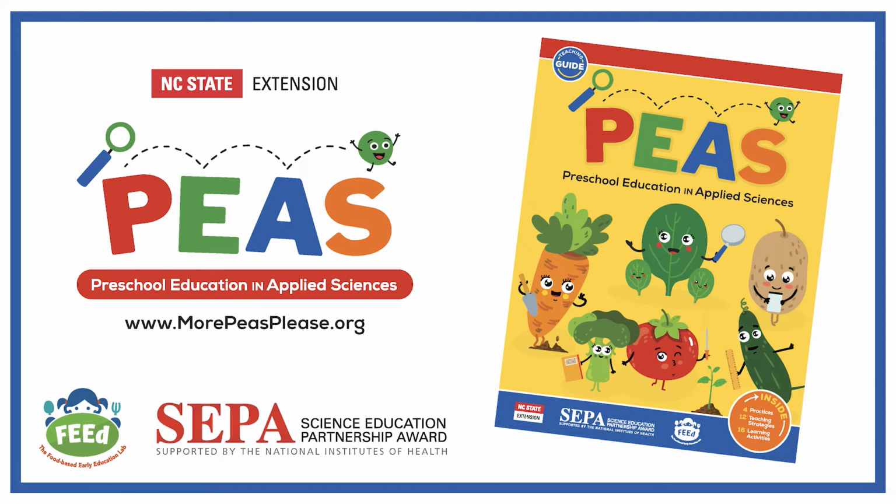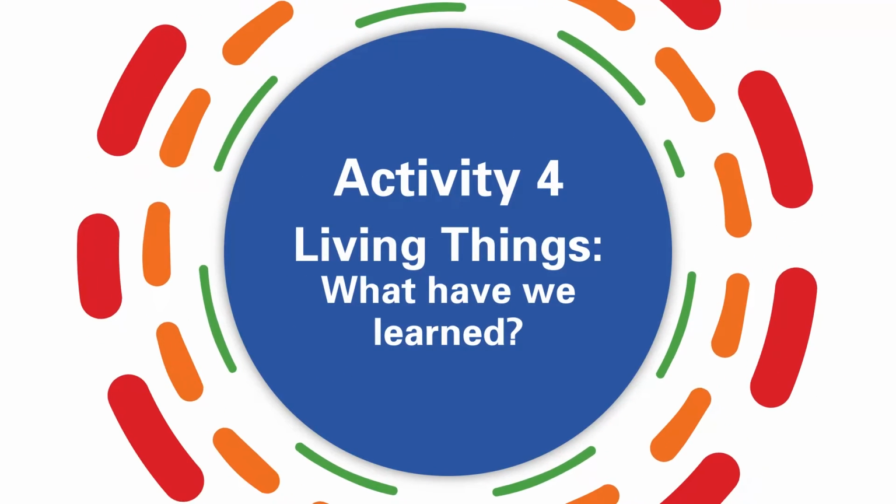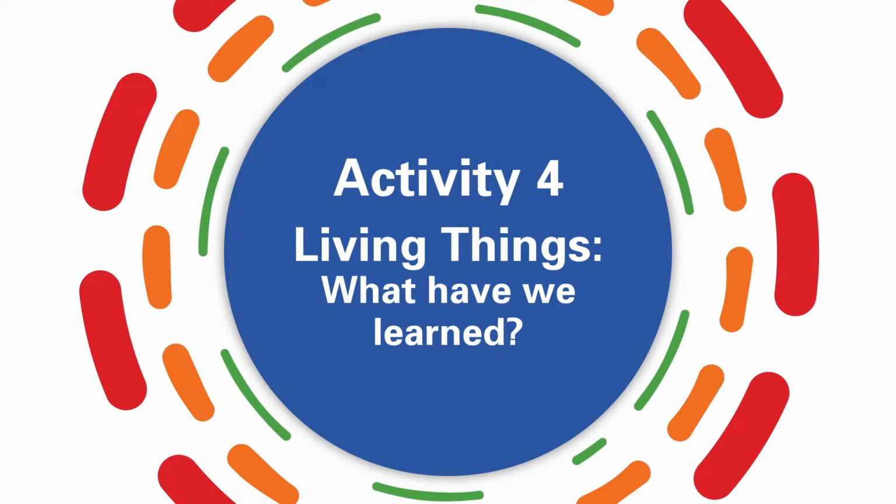When teaching the Living Things unit in your classroom, you will want to follow along with the page-by-page script located in the PEAS teaching guide to see how the 4 activities should be performed. Finally, Activity 4 focuses on edible living and non-living things and will review what children have learned about living things.